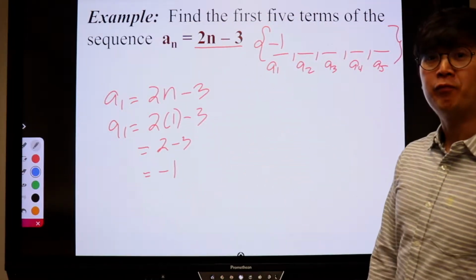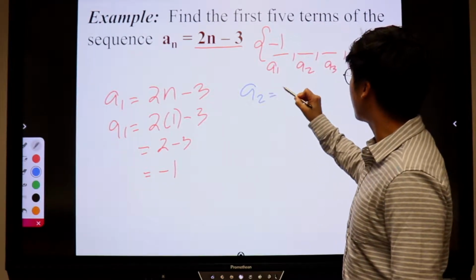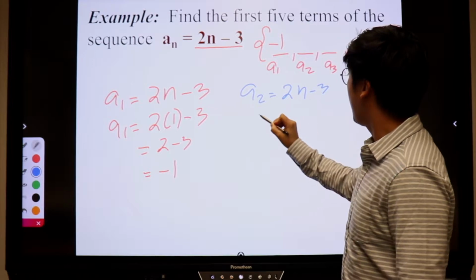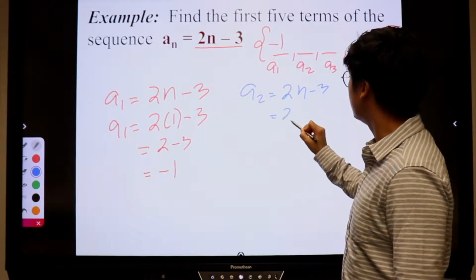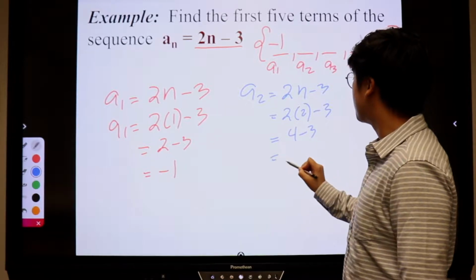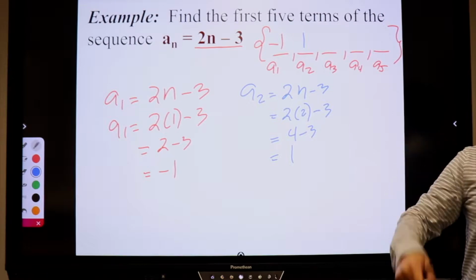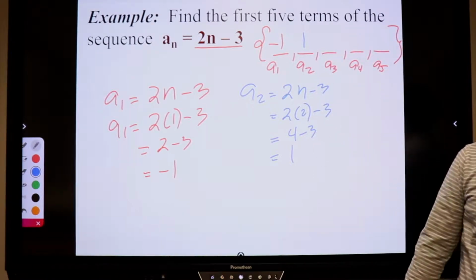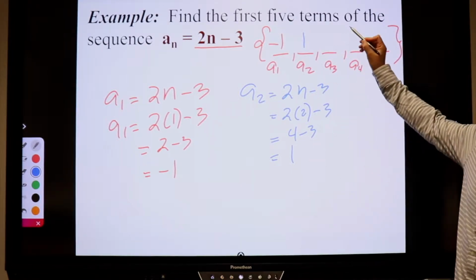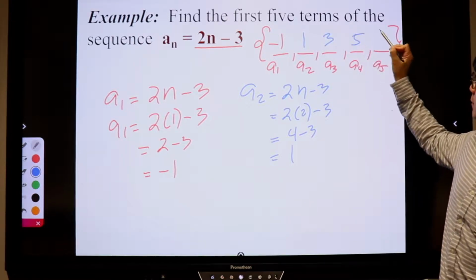So if I'm going to find the second term, I will write a sub 2 using the formula 2n minus 3. I'll replace n with 2 and then do the math, which gives me 1. Were you able to complete the first 5 terms using the formula? What's the third term? 3, 5, and 7.